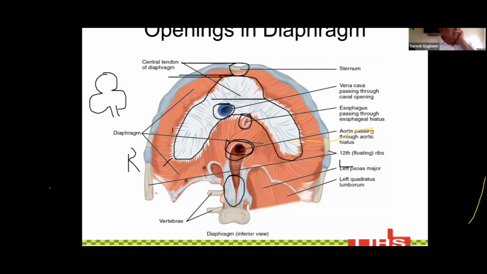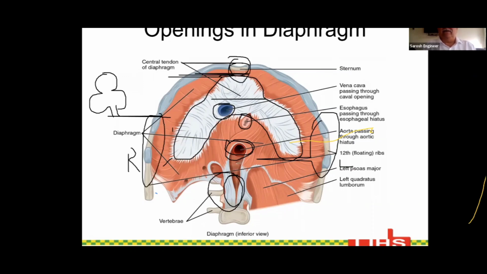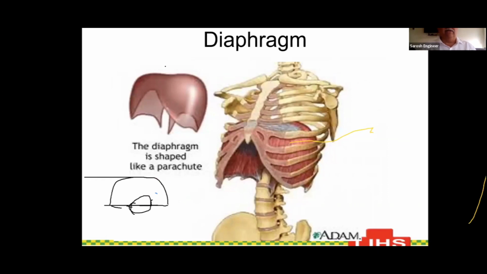The whole diaphragm is a very complex muscle. When we go to respiratory system, we'll see its complexity. Remember that it is taking origin from every bone that is there in that area: the vertebral column, lower 6 ribs on the left side, lower 6 ribs on the right side, and sternum anteriorly. So it's taking origin from the sternum here, this part. Posteriorly, it's taking origin from the vertebral column.